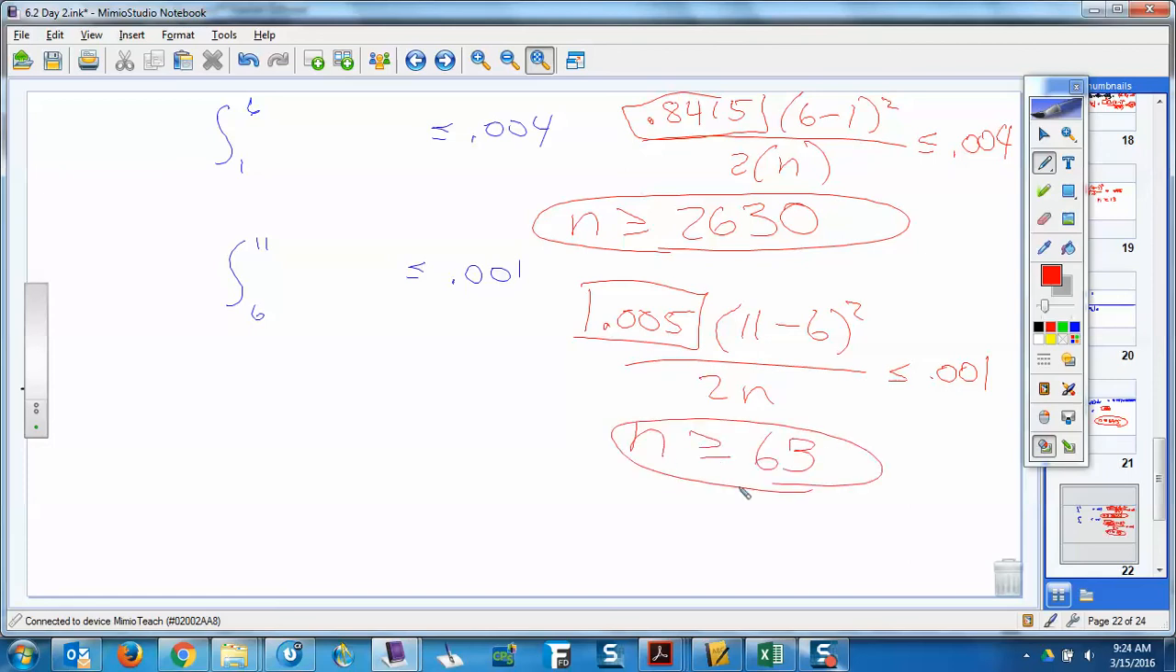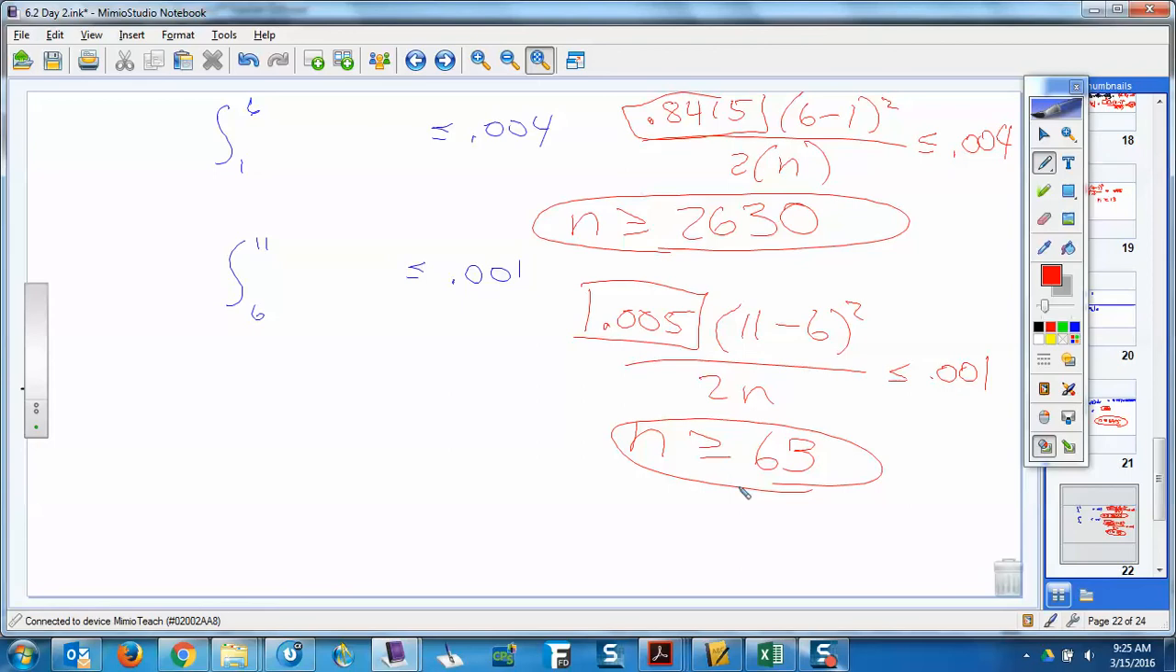We only needed 63 left rectangles when you work that out. 63 left rectangles to get within 0.001 in that back half, because it's very flat, right? It's very flat, so there's not much error. So it doesn't take very many rectangles. So what would you do now to finish this?